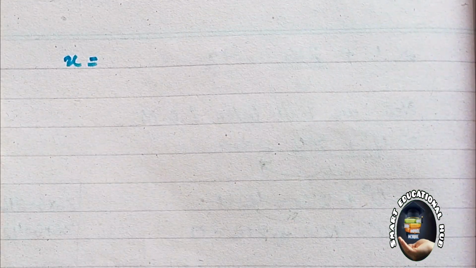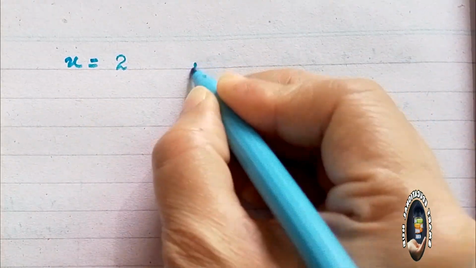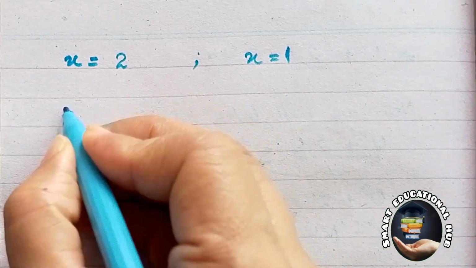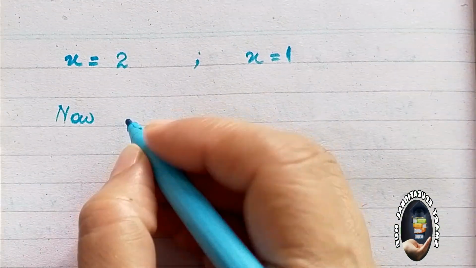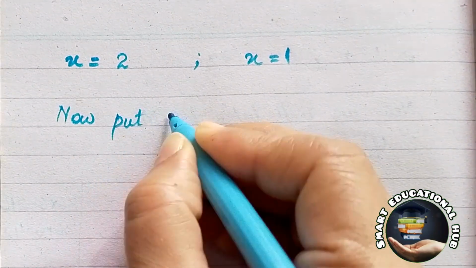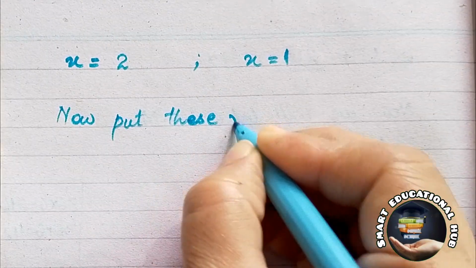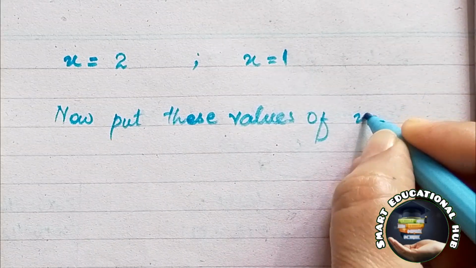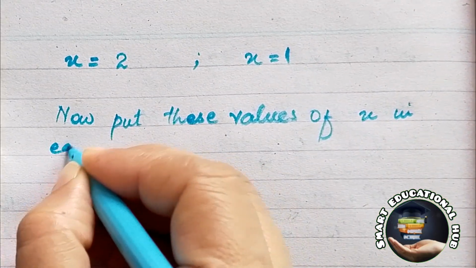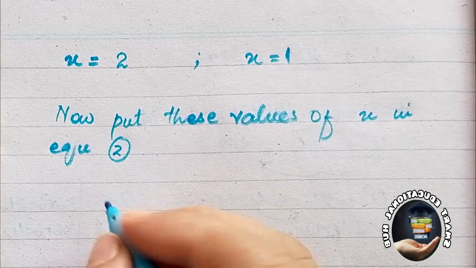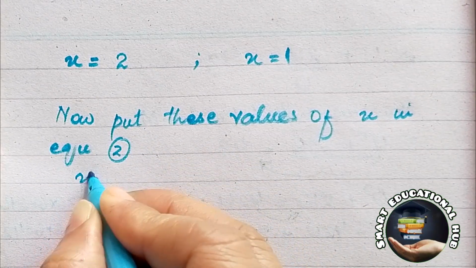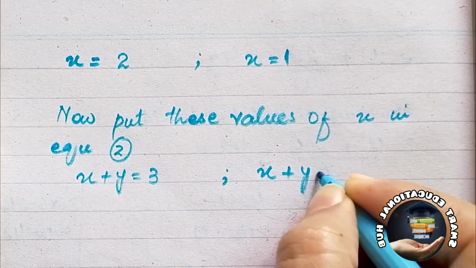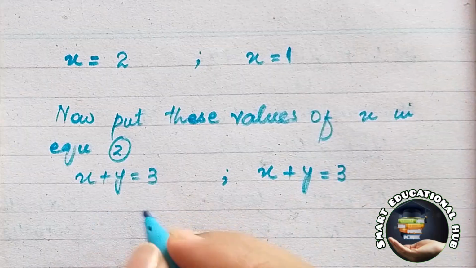Now put the values of x, x equals to 2 and x equals to 1, in equation number 2 or in equation number 3, then you will get the value of y. In equation number 2 you can also put these values of x in equation number 3.